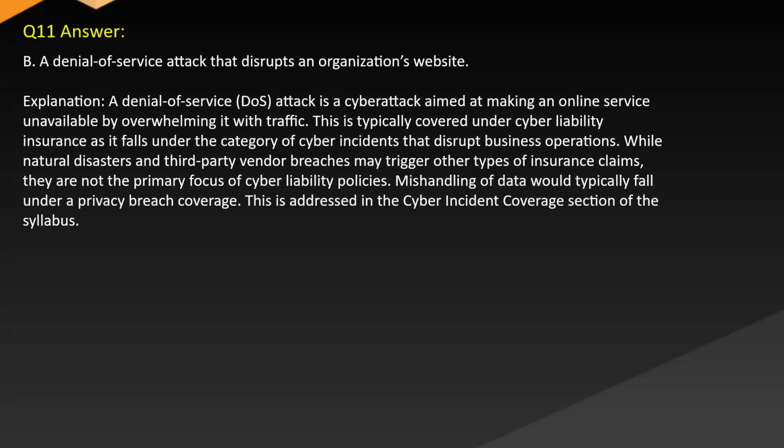Mishandling of data would typically fall under a privacy breach coverage. This is addressed in the cyber incident coverage section of the syllabus.